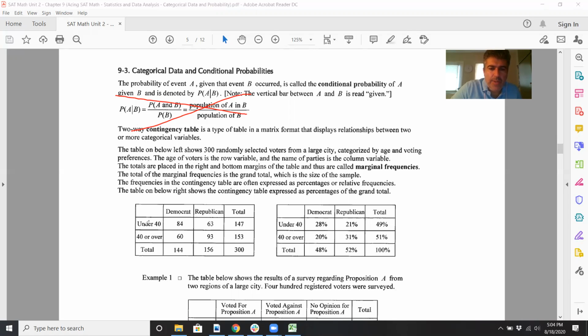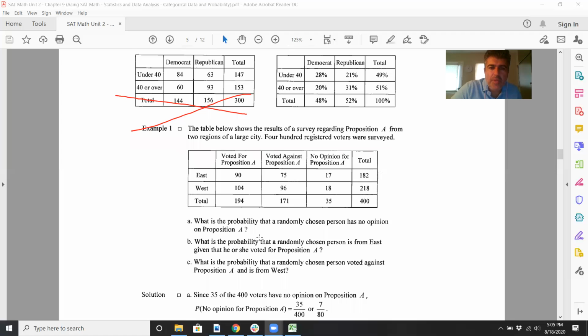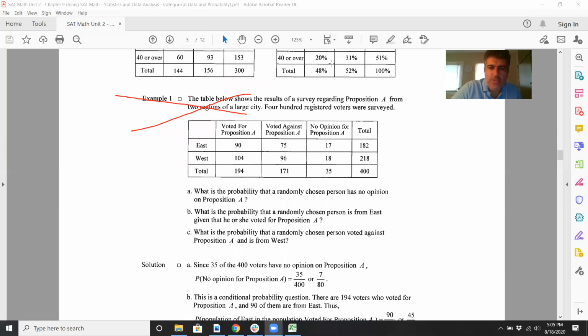They polled 300 people. Those under the age of 40: 84 Democrats, 60 Republicans, and 147 polled people under the age of 40 were polled. 153 people over the age of 40 were polled. 60 happen to be Democrat, 93 happen to be Republican, and then they have the totals of Democrats and Republicans. If you wanted to, you could calculate the percentages. You could do 84 out of 300 or 63 out of 300, and these are the percentages. As you would expect, all the percentages should add up to 100%. But we could just look at the table here and answer the questions.